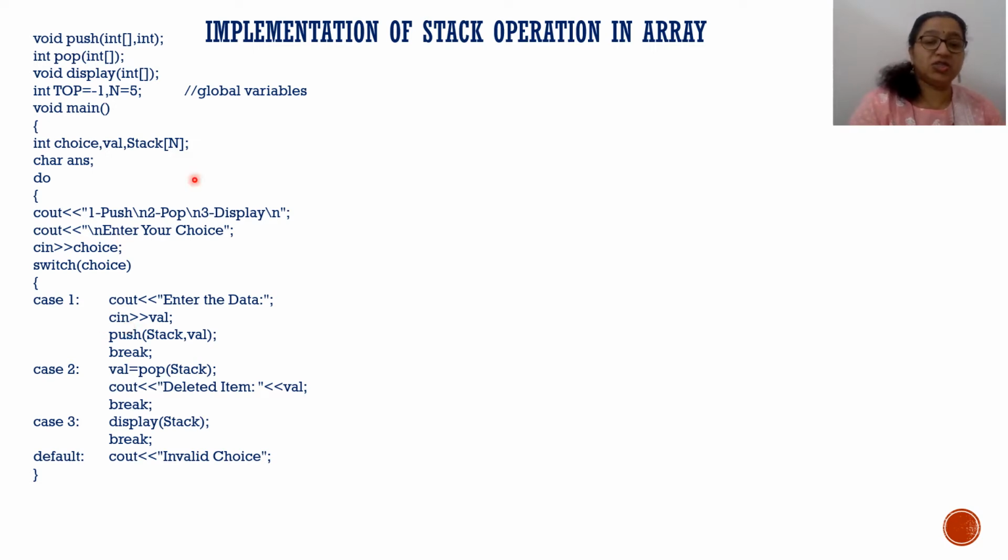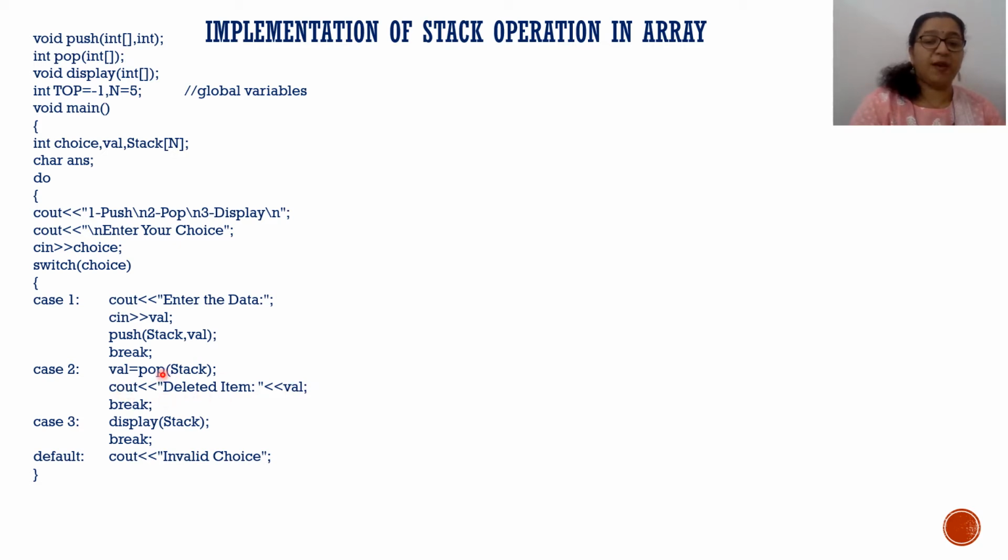Then if the case is 2, that means pop. Okay, if it is 2, pop function. So val is equal to pop of stack. So we are not asking the user which element you want to delete. Here pop means stack, so we can only delete the topmost data, is it? So that data we'll get in val and we are giving a message to the user, this is the deleted item val.